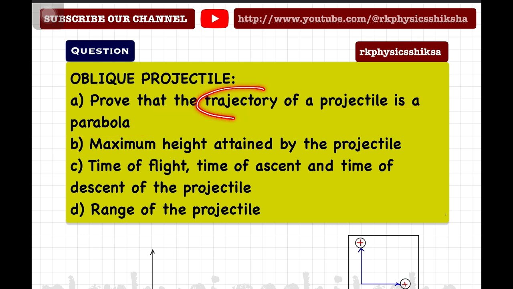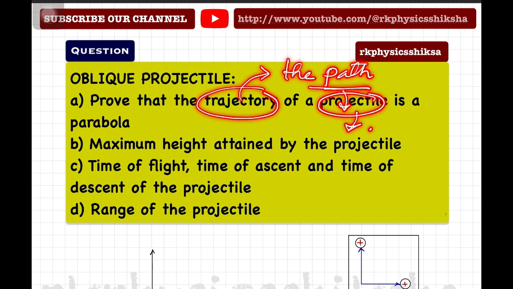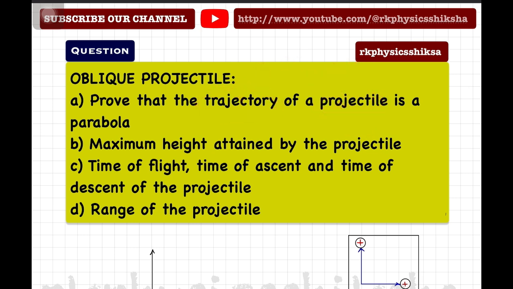What is the trajectory? Trajectory is nothing other than the path followed by the projectile. Projectile is the particle that we throw at an angle theta with the horizontal. If I throw an object at an angle theta with the horizontal, what maximum height will it reach? And what will be the time of flight? That means the total time taken by the particle while it is traveling in the air, from the point of projection to reach the ground back again.